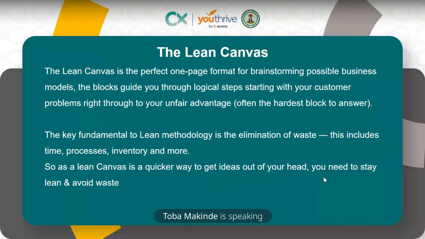This lean canvas is mostly used when you're using the lean methodology in broader management. An interesting thing about the lean methodology is that it applies mostly when you have fewer resources and you want to be as lean as possible. It simply means you're trying to be lean in your development process, using limited resources, and you don't want to waste them. The fundamental of lean methodology is the elimination of waste, including your time, your processes, your inventory, and more, and the development process as well.